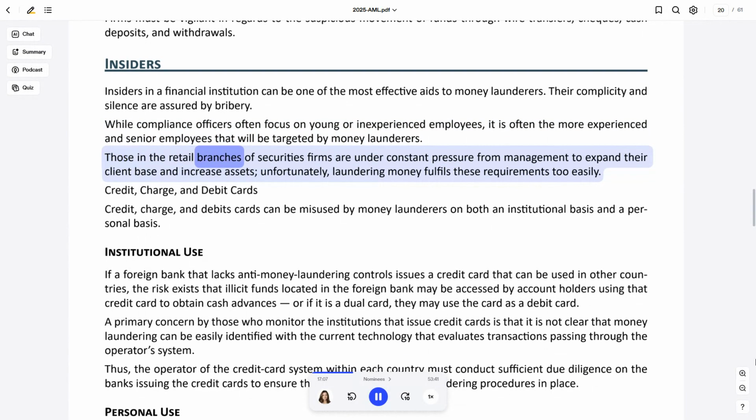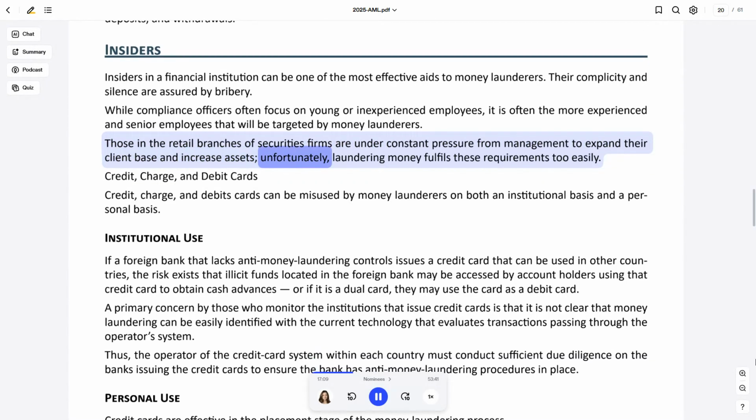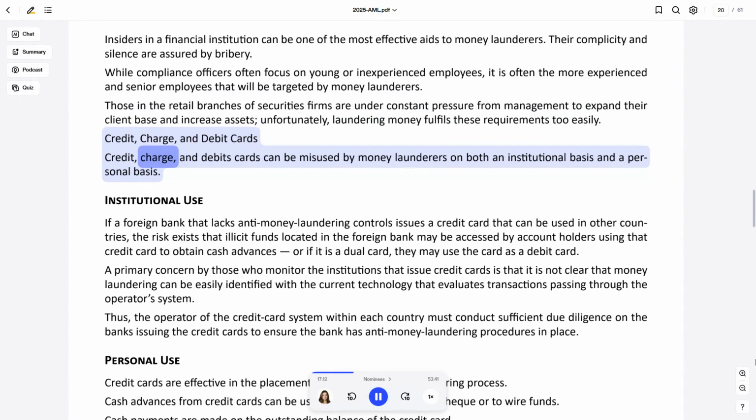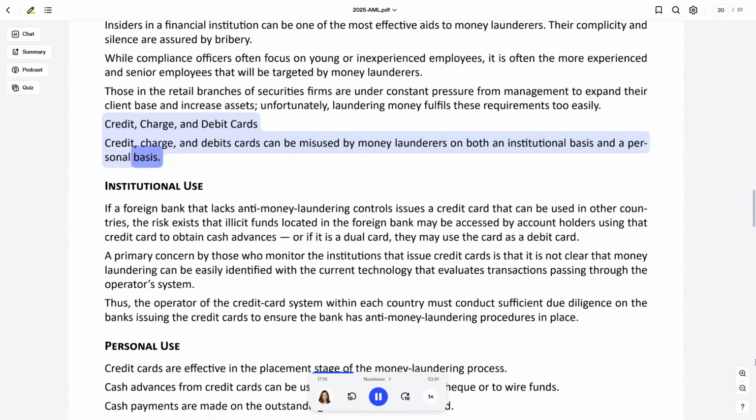Those in the retail branches of securities firms are under constant pressure from management to expand their client base and increase assets. Unfortunately, laundering money fulfills these requirements too easily. Credit, charge, and debit cards. Credit, charge, and debit cards can be misused by money launderers on both an institutional basis and a personal basis.